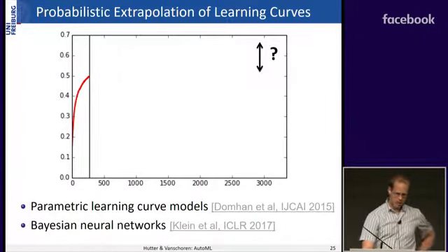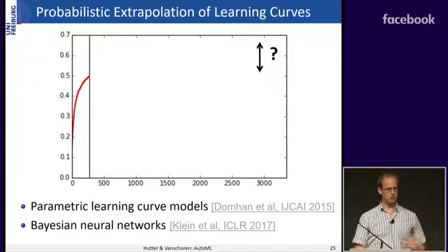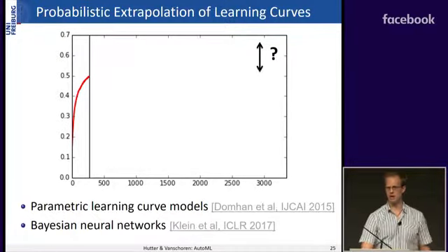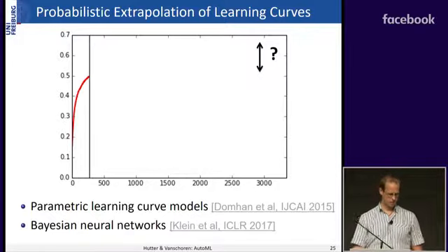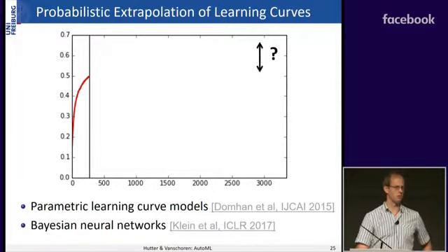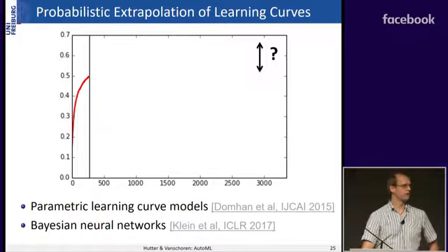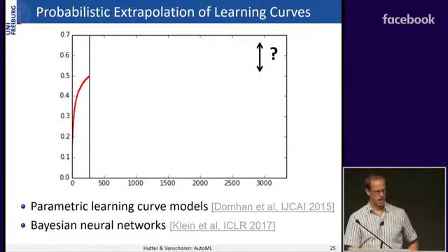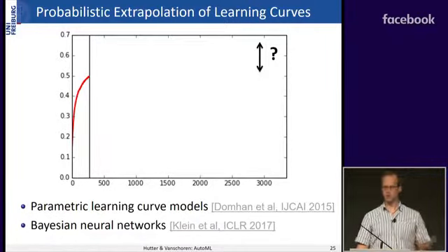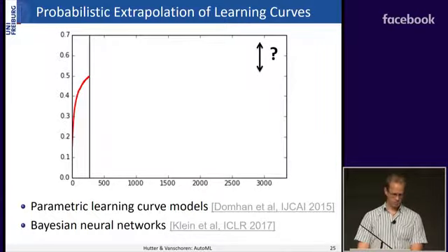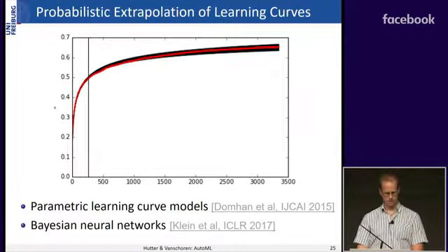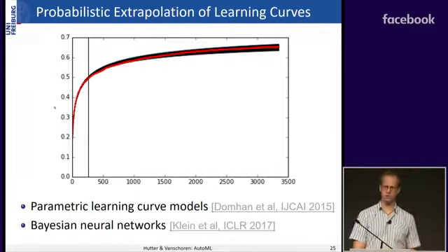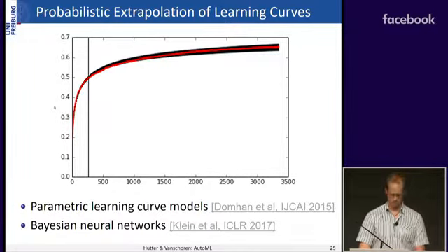The second way of going beyond black box optimization is to do probabilistic extrapolations of your learning curves in order to do early stopping. So you have an initial learning curve, and you want to know, well, where does this go? Will this do well, or will this not do well? And so you can learn to extrapolate. For example, you can use parametric learning curve models that are fit with MCMC to do these predictions, or you can also use Bayesian neural networks in order to do these extrapolations.